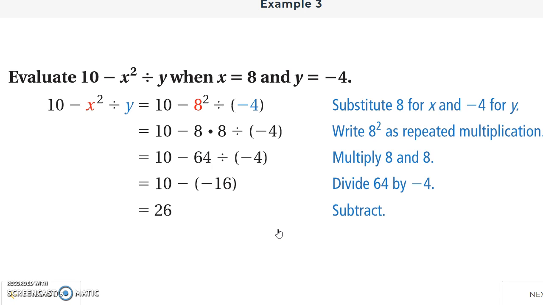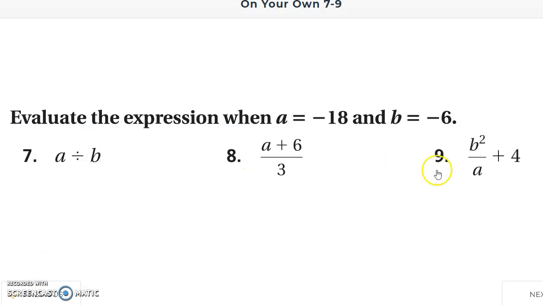Walk yourself through it again. First, we substitute for the x and the y. Then we solve with our exponents, and then our order of operations. Division came before the subtraction, and then we have to add the opposite. Okay? Let's take a look at a practice problem or two.